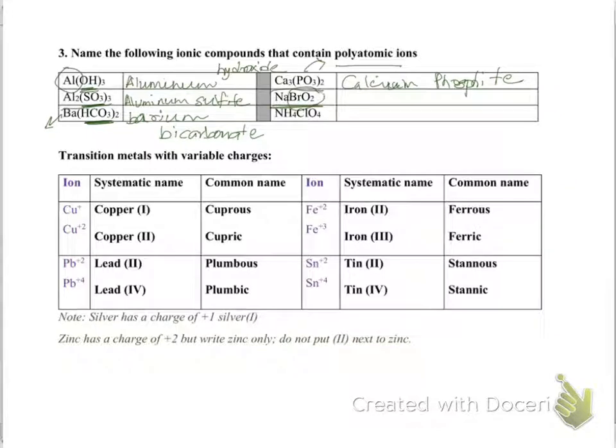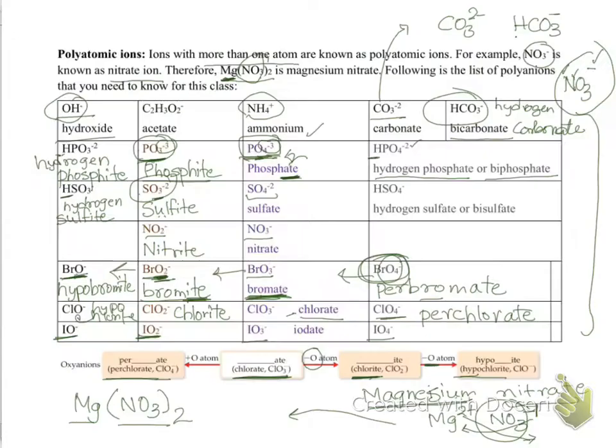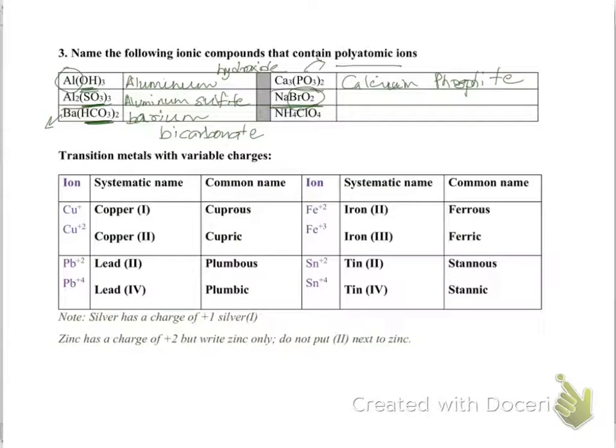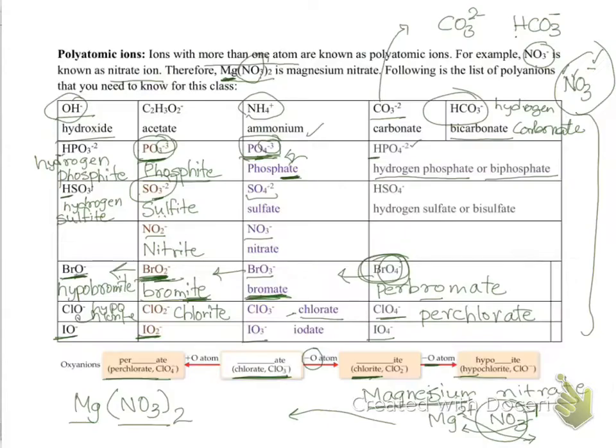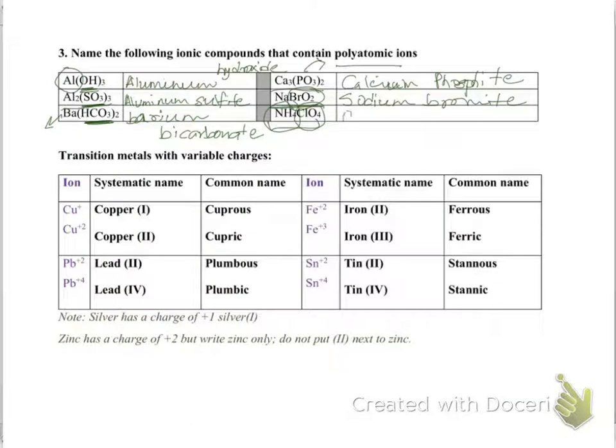What is this? BrO2. BrO2, if you look here, is bromide. So it will be sodium bromide. Now this compound is made up of two polyatomic ions. The first one is ammonium and the second one is ClO4. And ClO4 is perchlorate. And NH4 with the plus is the ammonium. So the name will be ammonium perchlorate.